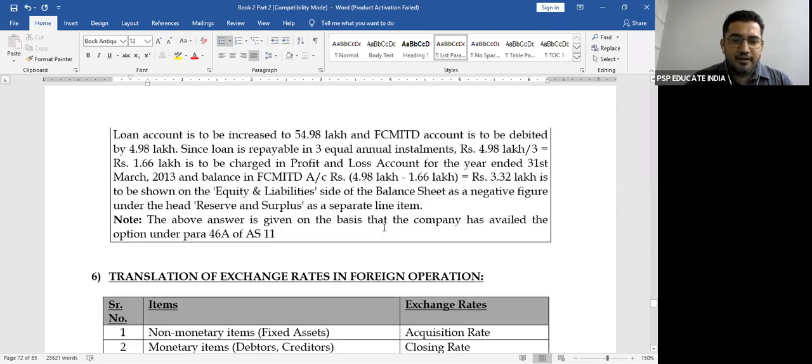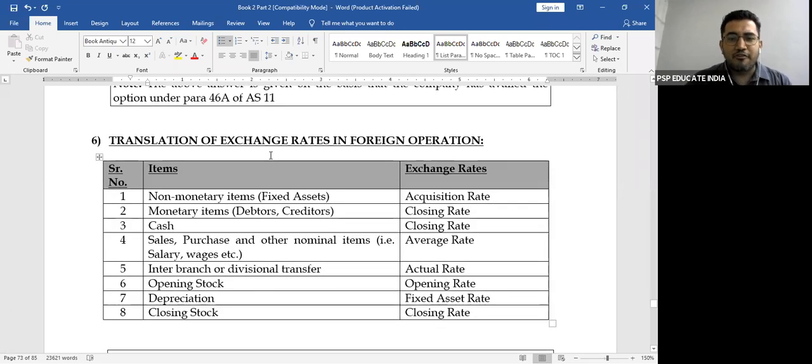Then we did translation of exchange rates in foreign operations. For non-monetary items, you will always take the acquisition rate. For monetary items, you will take the closing rate. For cash, also you will take the closing rate. For sales, purchase, and other nominal items, you will always take the average rate. For inter-branch or divisional transfers, we will take the actual rate.